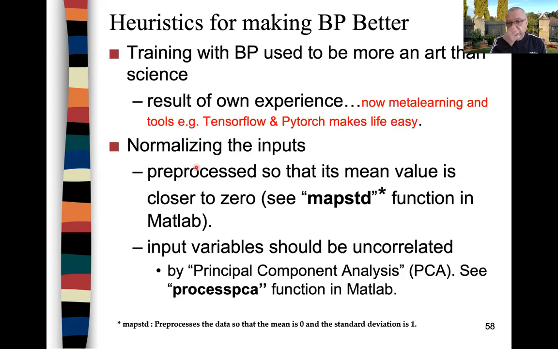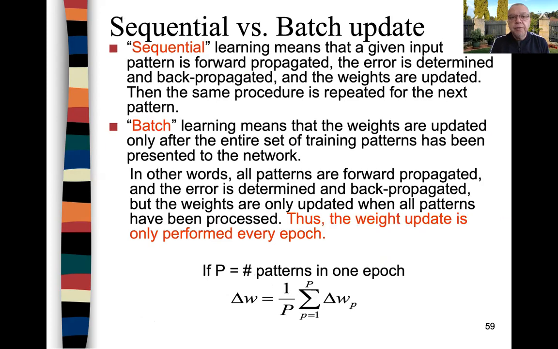One of the things you need to do before you start your training using backpropagation is to normalize your inputs. So you pre-process your input so that the mean value is closer to zero or equal to zero. You can look for this function, for example, in MATLAB. And the input variables also should be uncorrelated. In that case, you can use tools like principal component analysis to make your input variables, or the input patterns, uncorrelated.